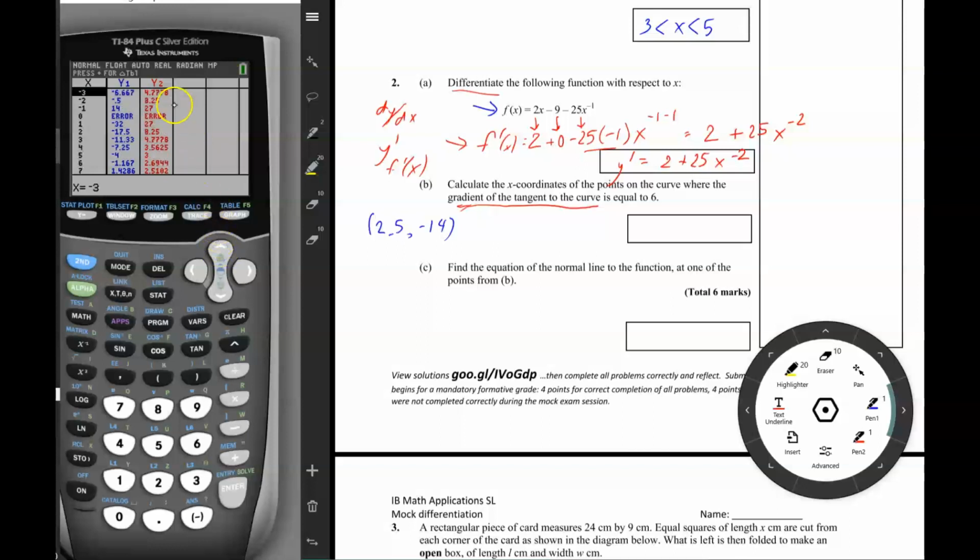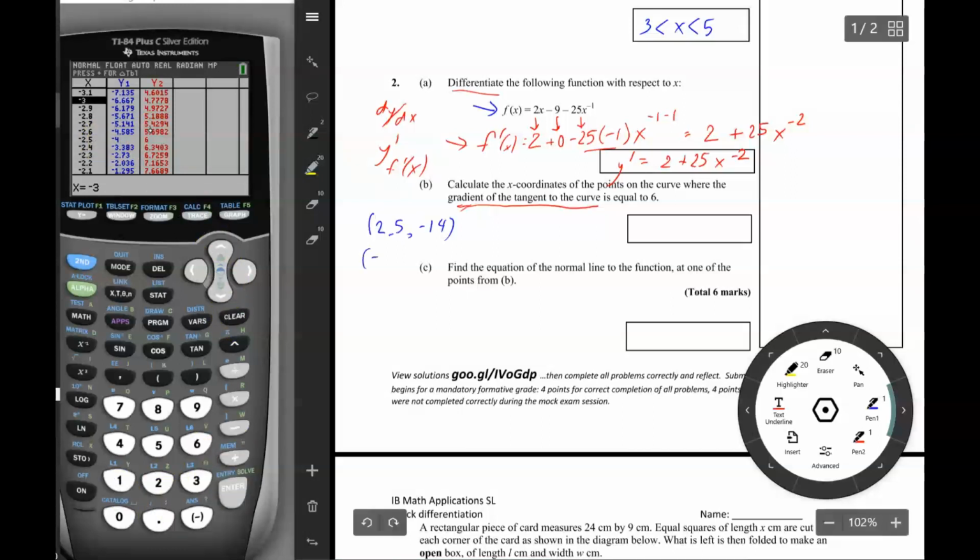Oh, there we go. Look, there's another place here. Between negative 3 and negative 2, it looks like we can also find another red 6, so I'm going to do plus 0.1 again. And look, at negative 2.5, there's also a red 6, so I'm going to write that down too. So the other point is negative 2.5, comma, negative 4.